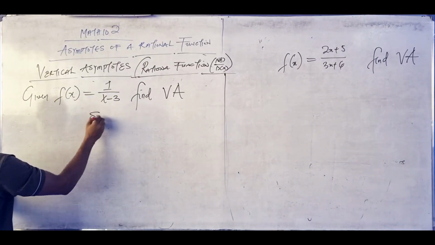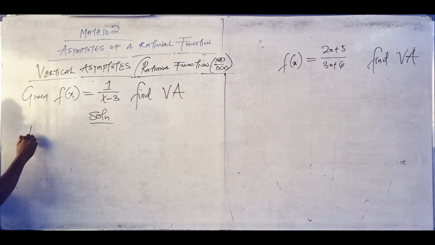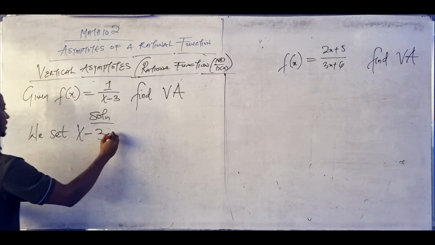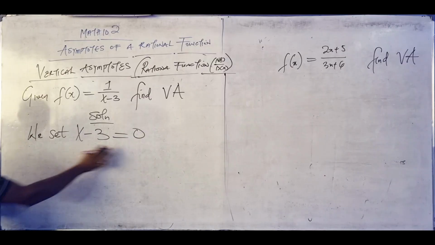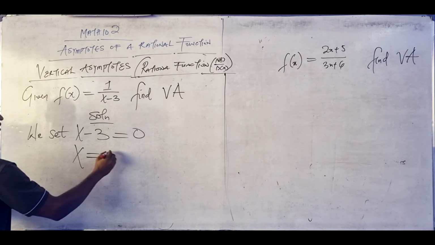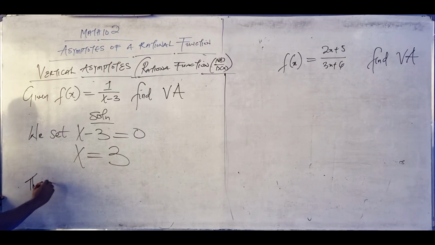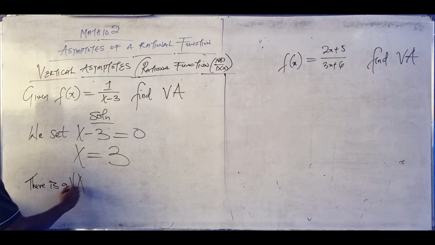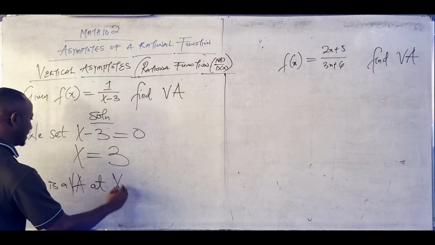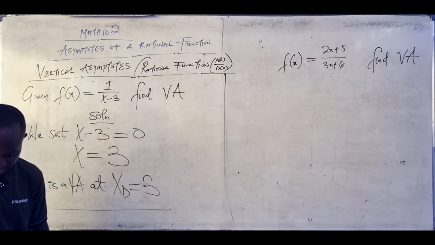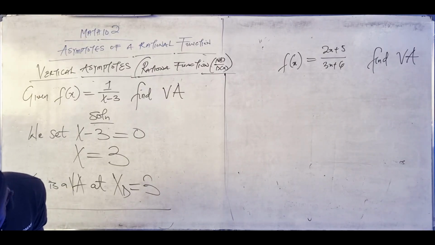So the solution here is that we set x minus 3 equals 0. By the time we set, x becomes 3. So here we have a vertical asymptote at x equals 3. Put this down: there is a vertical asymptote at x equals 3.